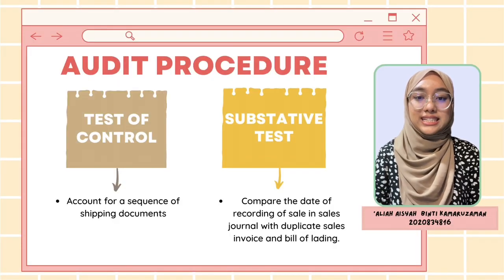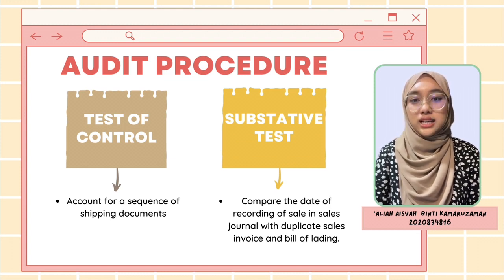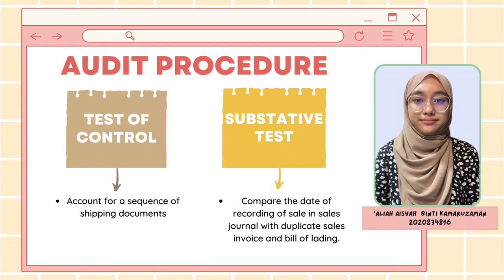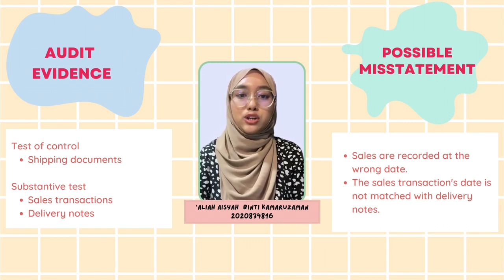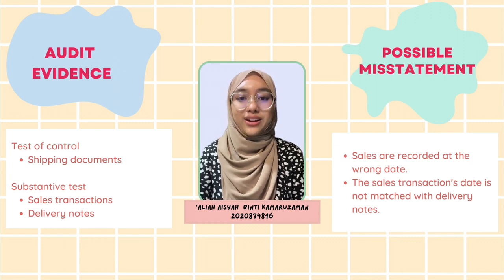The audit procedure for timing is divided into 2, which are test of control and substantive test. Test of control is account for a sequence of shipping documents. The substantive test is compare the date of recording of sale in sales journal with duplicate sales invoice and bill of lading. Next, the audit evidence for the test of control is shipping documents, while for the substantive test are sales transaction and delivery notes. The possible misstatement are sales are recorded at the wrong date and the sales transactions date is not matched with delivery notes.